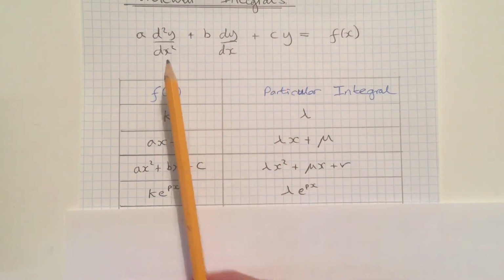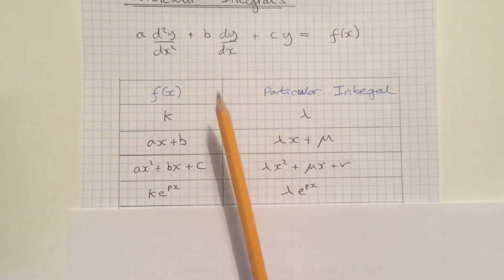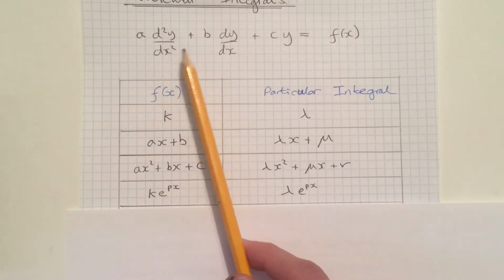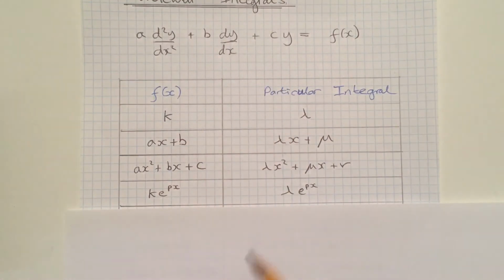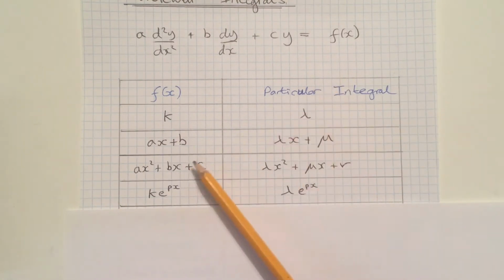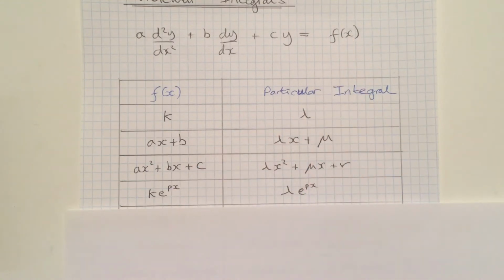And again, I would differentiate this to get this, differentiate it again to get this, substitute each of these in, and that will tell me what lambda has to be. What's on the inside would match whatever's on the inside of the exponential over here.